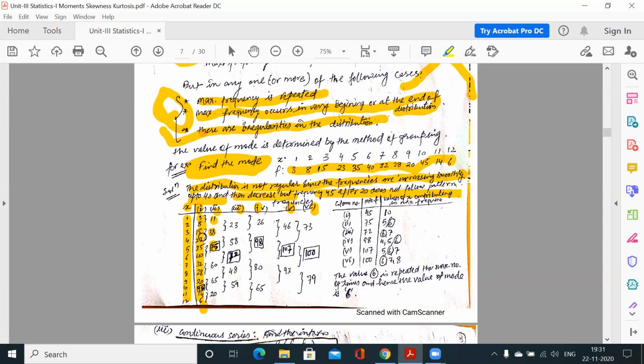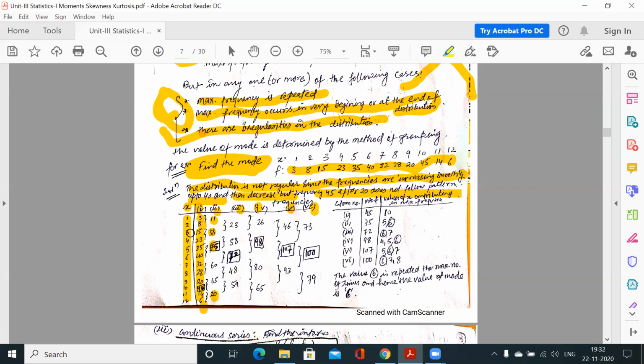So 3 plus 8, 11; 15 plus 23, 38; 35 plus 40, 75; 32 plus 28, 60; 22 plus 45, 67; 14 plus 6, 20. Now in the next column, leaving the first element of the first column, we have to again pair the elements. So after 3, 8 plus 15, 23 plus 35, 40 plus 32, 28 plus 20, 45 plus 14, and the last value is a single value, so we will leave that.